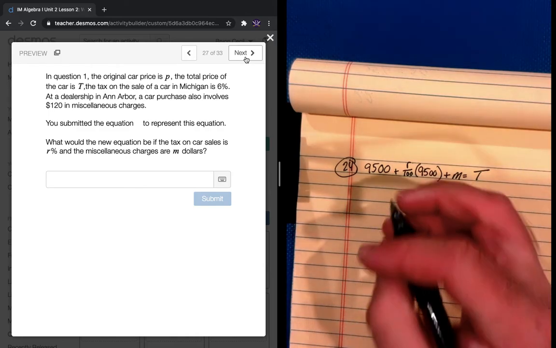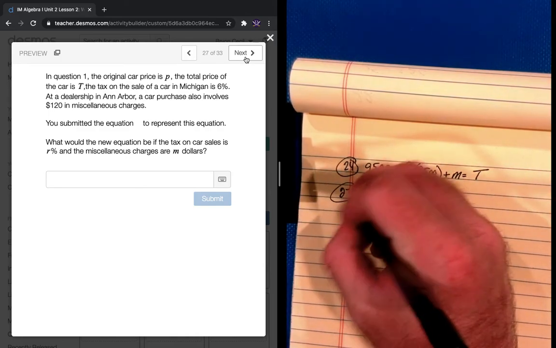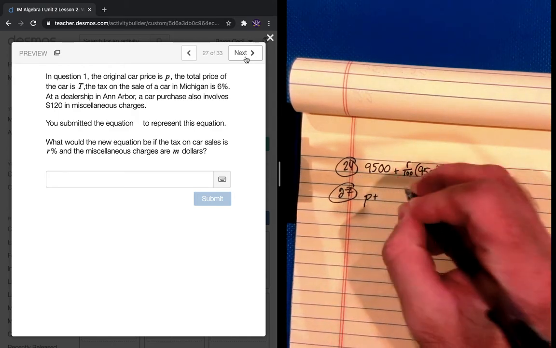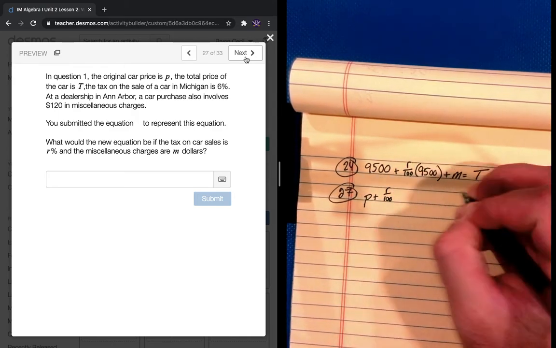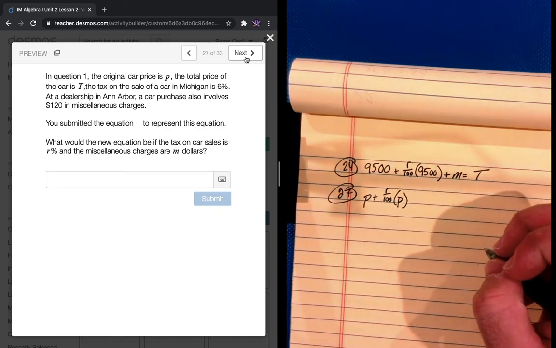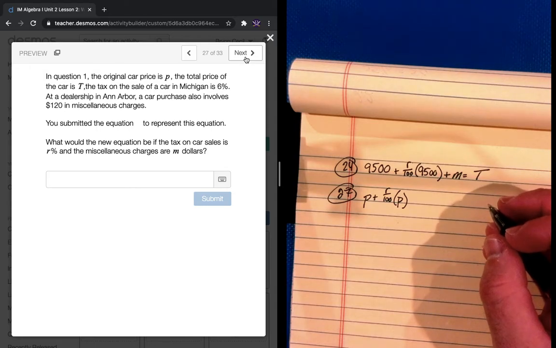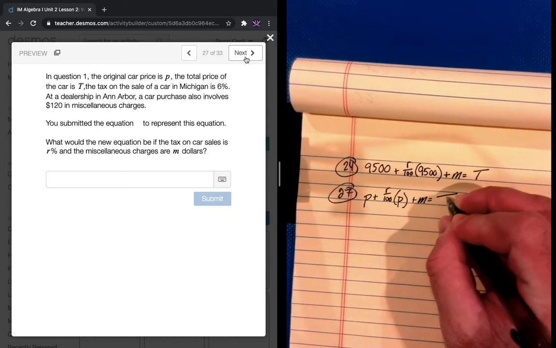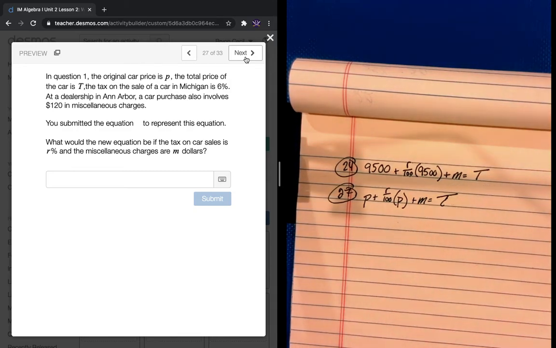All right, so for 27, if we didn't know the price of the car now, it would still just be P plus R over 100 times P, the price of the car. Okay, and then the miscellaneous charges are M. You're going to add your miscellaneous and get T. Okay?